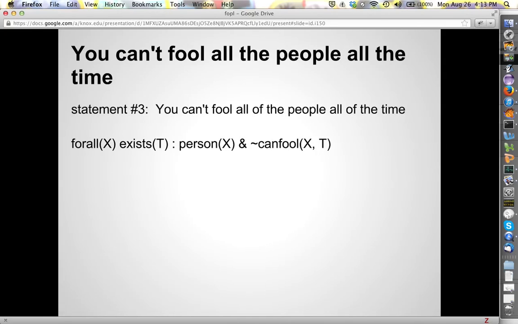And then finally, you can't fool all the people all the time. Well, for all x, there exists a t such that x is a person, and you can't fool x at time t.